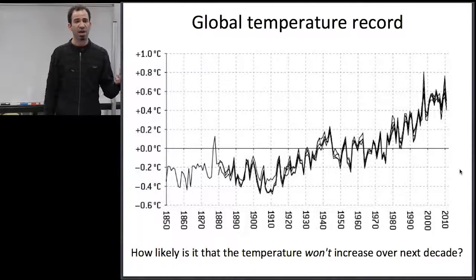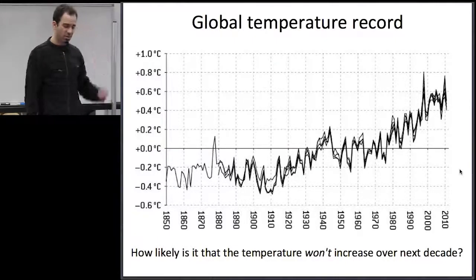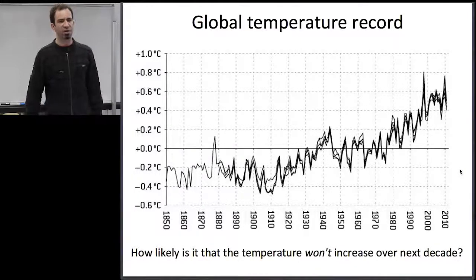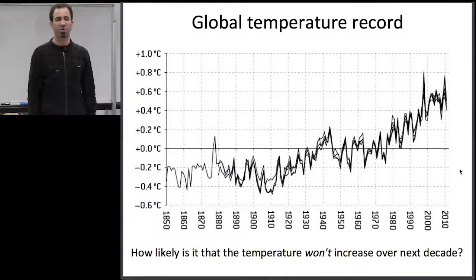Now, given that we see this upward trend, would you expect to see an upward trend over the next 10 years? So we wait another 10 years and we look at all the data from 2013 to 2023. How likely is it, do you think, that we'll see a general upward trend if we try to fit a line through that decade of data?